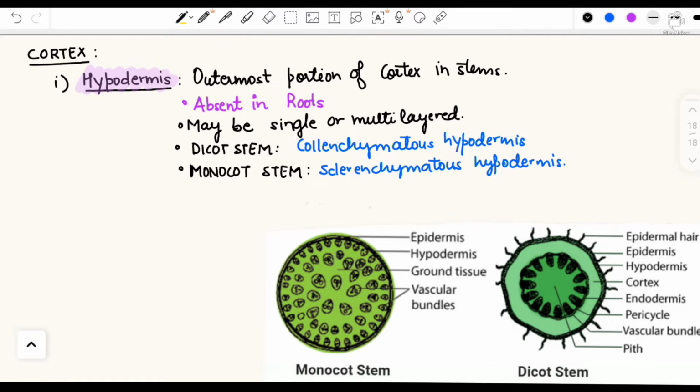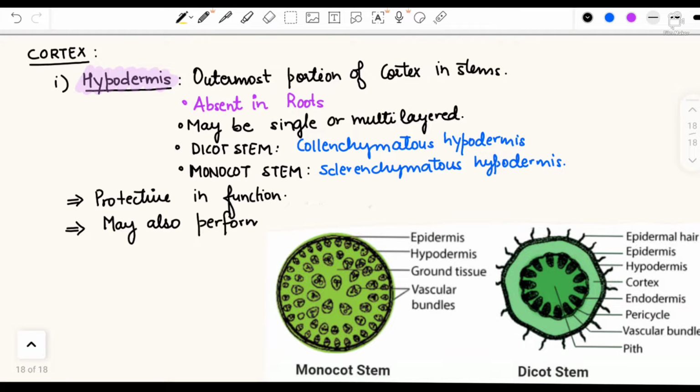Hence the main function is protective in nature, right? And in case of dicot stem, which is collenchymatous, it may also perform photosynthesis. So hypodermis is a concept of stem and it's absent in roots. So that's important to note down.